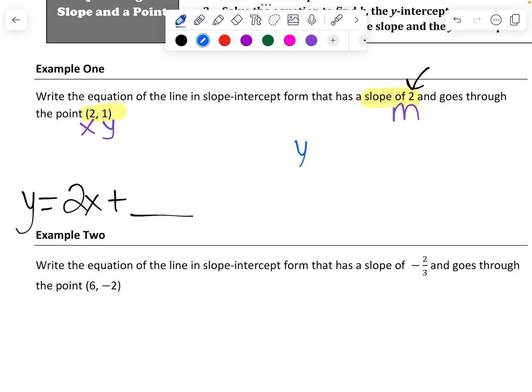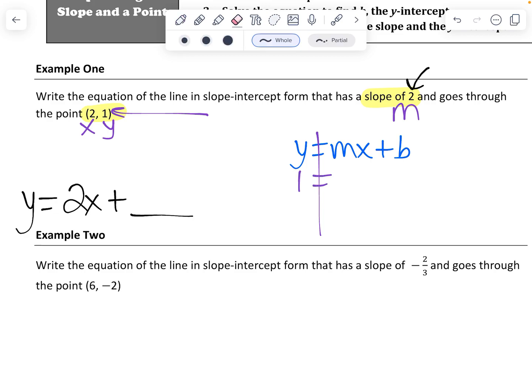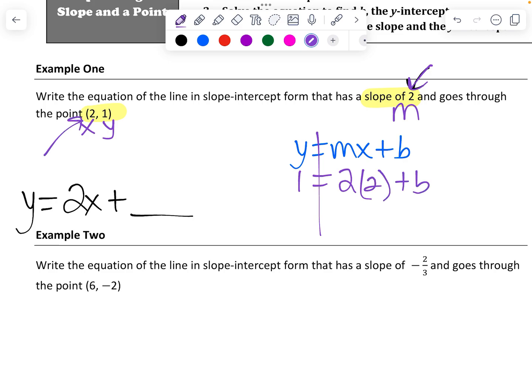So what we're going to do to find that b value, I'm going to write y equals mx plus b. We are going to take every piece that we have and we're going to plug it in. So instead of y, I'm going to take my 1. Instead of my m, I'm going to put in this number here, which is 2. And instead of x, I'm going to put in my x, which is 2, and then plus b. So they're giving us all of the pieces to plug in.